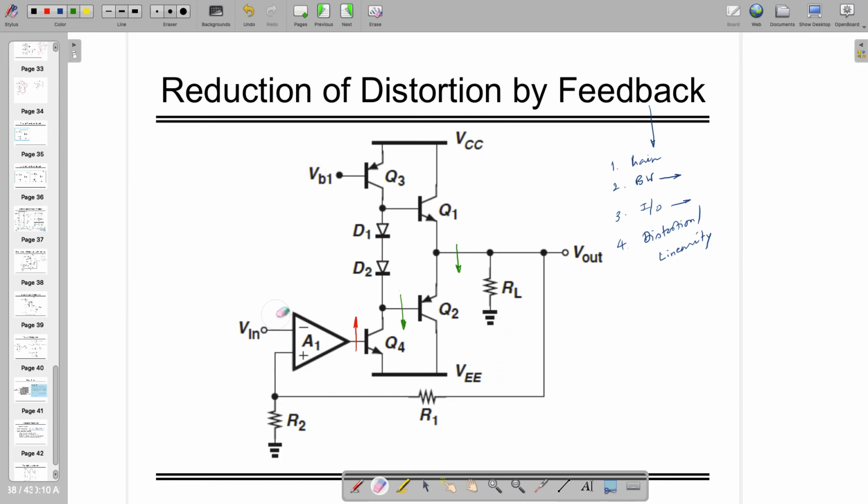So my point is, when you are doing this, it will make sure that your distortion is going to be reduced by the loop gain. Each of the harmonics will be reduced by the loop gain raised to the harmonic number, right? So that is what we already discussed.